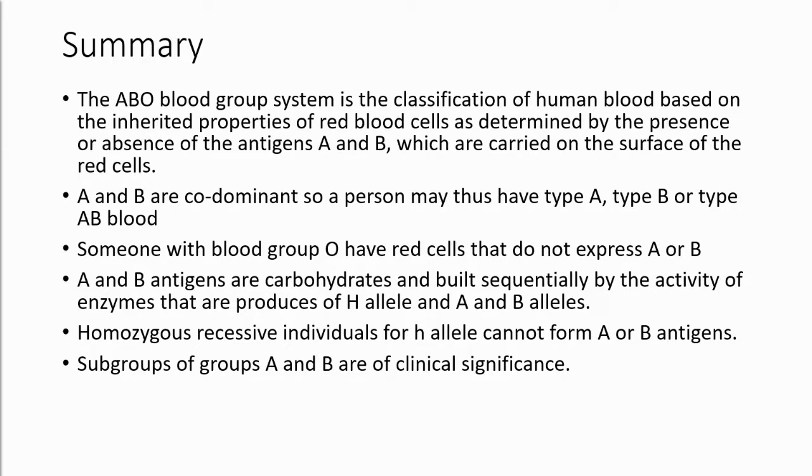A and B antigens are carbohydrates and built sequentially by the activity of enzymes that are the products of the H allele and A and B alleles. Homozygous recessive individuals for the H allele cannot form A or B antigens. And finally, subgroups of group A and B are of clinical significance.